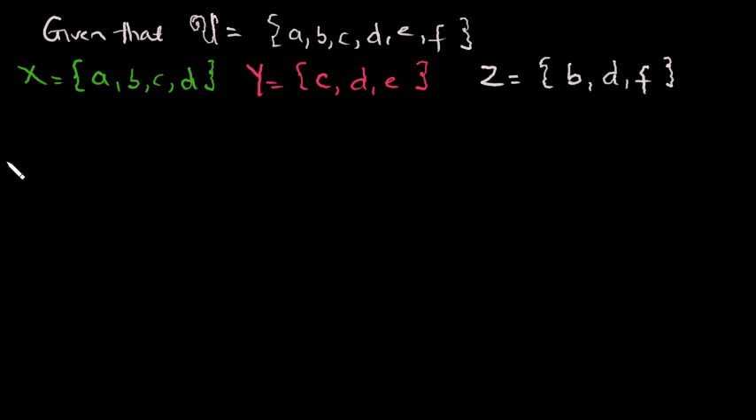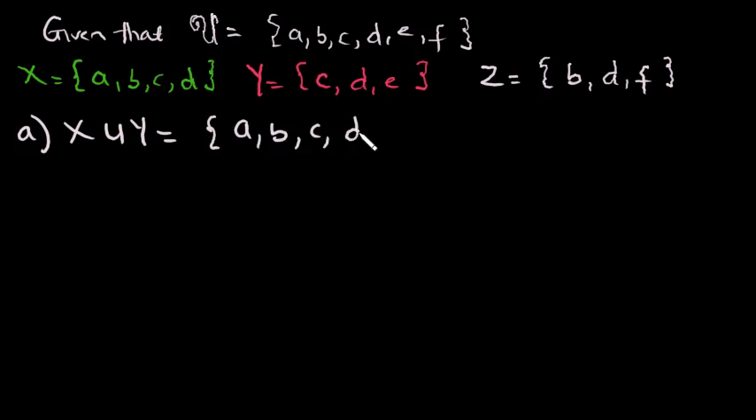So let's find out what x union y will be. X union y will be a third set that contains every element in either x or y or in both. So like I said, write out every element in x. So we have A, B, C, and D. Now let's go to y. C already written, we're not going to write that again. D already written, E not yet. So we write that out. So our x union y will be A, B, C, D, and E.